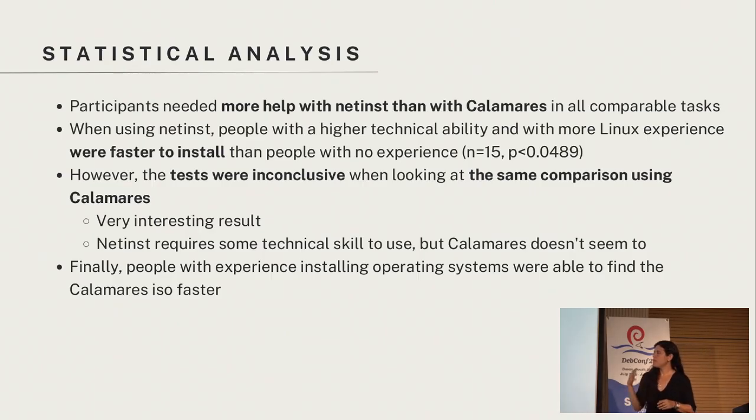And finally, people with experience installing other operating systems were able to find the Calamares ISO faster. This is one thing that took a long time for Calamares, and I'm going to show the time variables soon. You'll see that finding the Calamares ISO, which is the Debian Live image ISO, is not that easy on our website. Of course, this is not a problem with Calamares itself, but a problem of our website and how we organize the files there, and how users can find what they need.